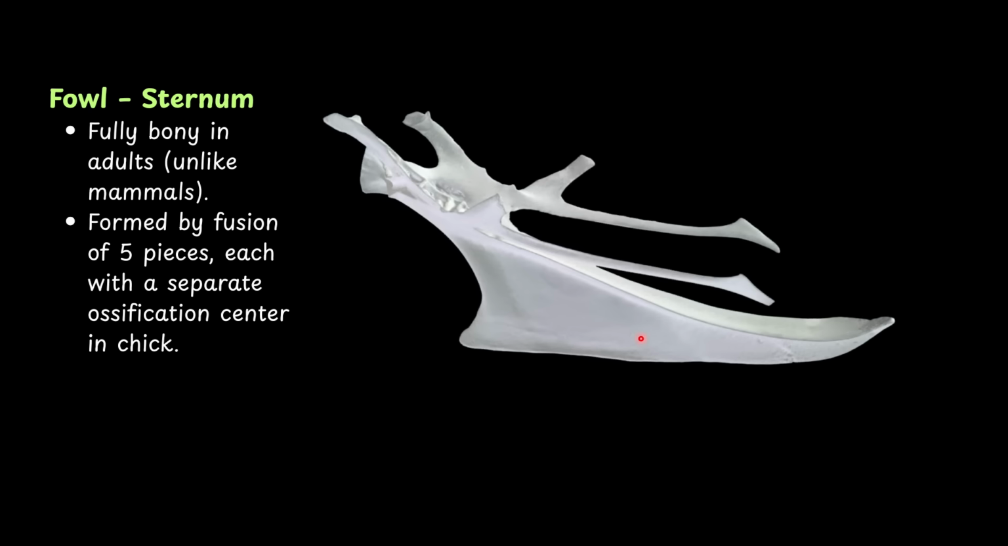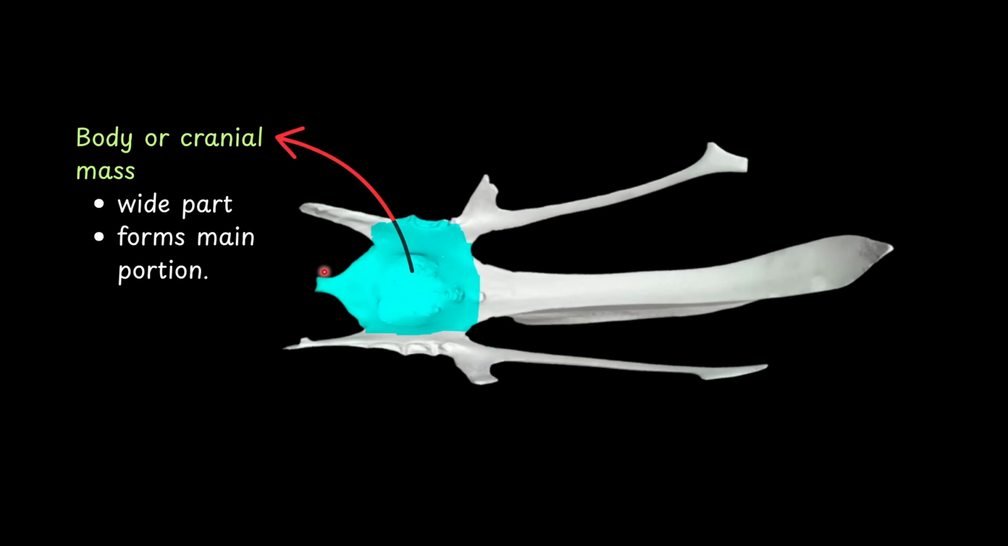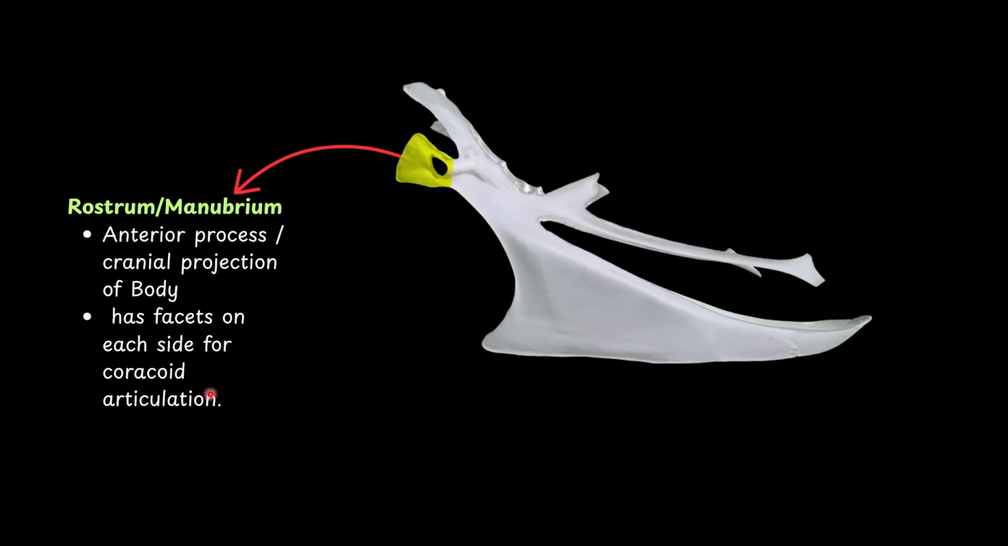Fowl sternum. Bony in adults, unlike mammals, formed by fusion of 5 pieces, each with a separate ossification center. Parts of the sternum: it consists of a body or cranial mass, rostrum or manubrium, metasternum and keel, and lateral processes. This is the body or cranial mass, the wide part forming the main part of the sternum. Then the rostrum or manubrium, an anterior process or cranial projection of the body, has facets on the each side for coracoid articulation.